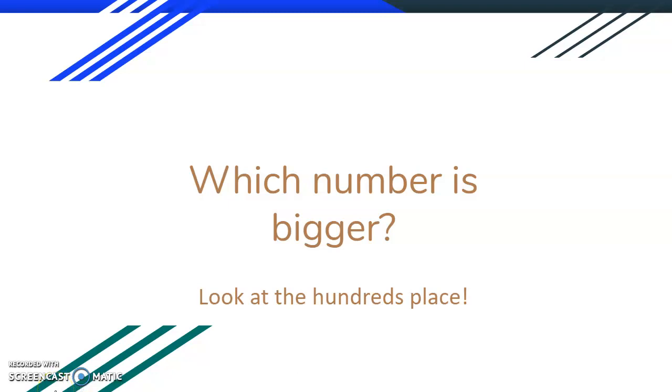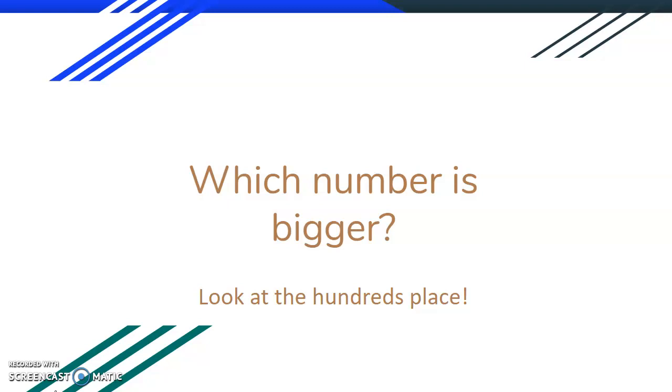So today we are going to look at comparing two numbers and using the symbols correctly to determine and show which number is bigger. When we're adding or subtracting or doing anything like that, we always start with our smallest place value, which is our ones. And then we move to our tens, then our hundreds.